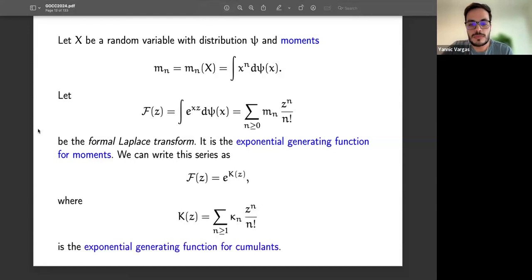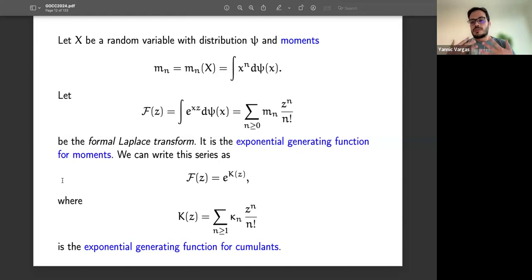If we take the logarithm of the formal Laplace transform, we get another generating function, which we can also write in exponential form, for which the coefficients are the cumulants. So k of z is the exponential generating function for cumulants. And then there is a relation between the exponential generating function for moments and the one for cumulants. This relation is very well known in combinatorics. It's called the exponential formula.